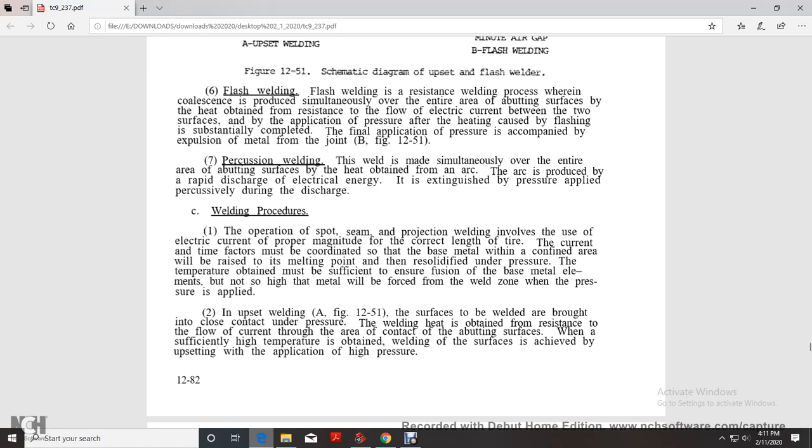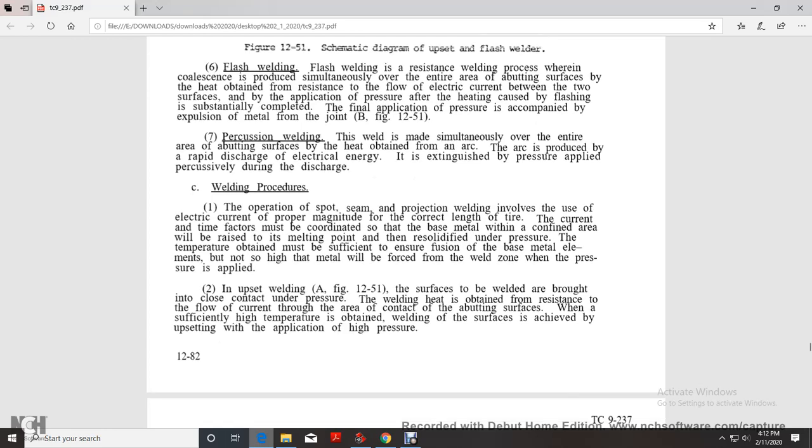In upset welding, the surfaces to be welded are brought into close contact, and at the end of the pressure welding, heat is retained by the resistance to the flow of current through the area of contact of the abutting surfaces. When a sufficiently high temperature is reached, welding of the surfaces is achieved by upsetting, the application of high pressure.